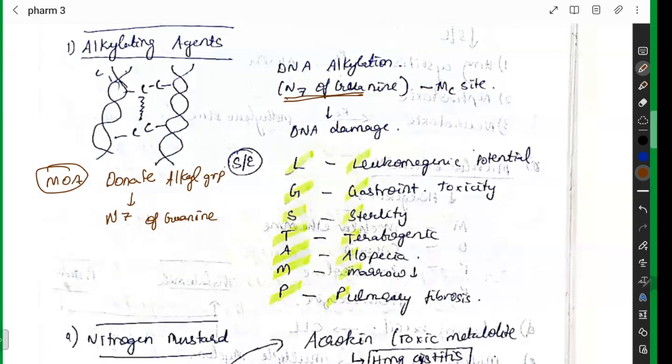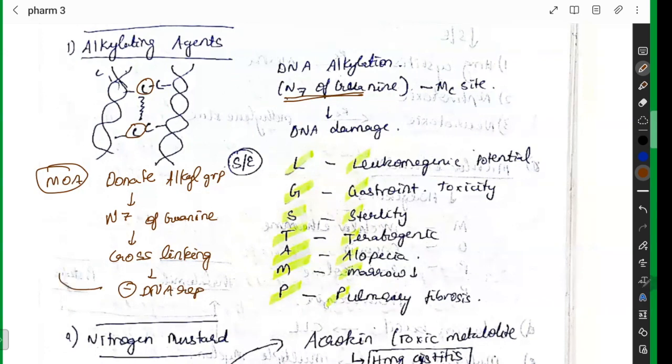Because of this, there is cross linking between the 2 carbon atoms. Here you have a carbon atom, here you have a carbon atom, and there is going to be a cross linking. Whenever there is cross linking, it is going to inhibit your DNA replication.